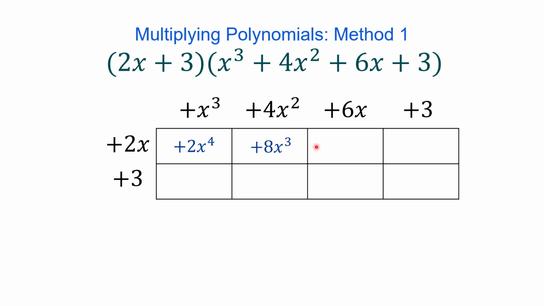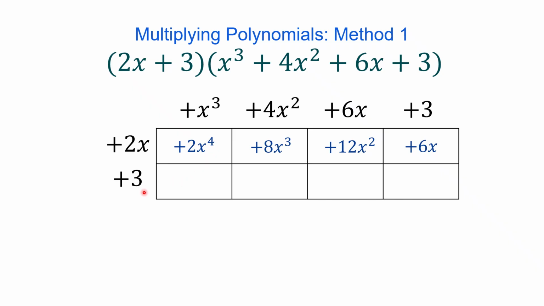So x times x to the second in this box gives us x to the third. Let's move to the next box. We're going to multiply 2x and 6x. That's going to give us 12x to the second. And finally, on this top row, we have 2x times 3, and that's going to give us a 6x. We are completely finished with the first row, so we move on to the second row.